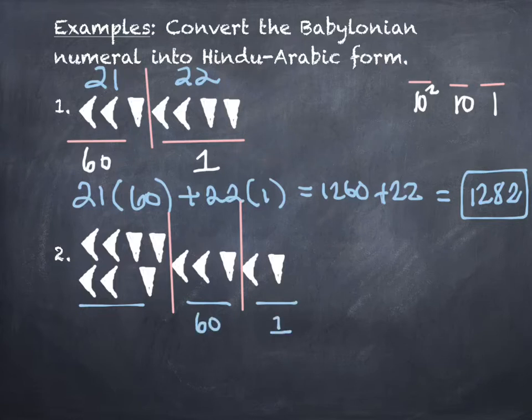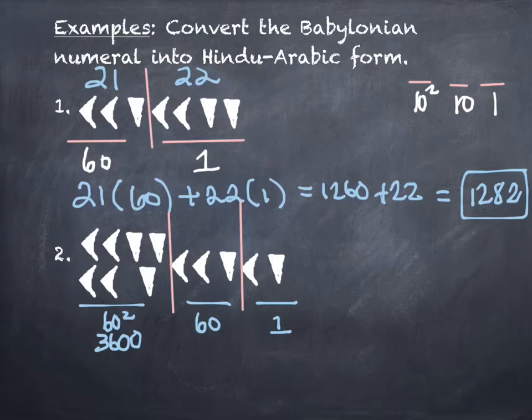So looking at these place values, I have the ones place, I have the 60s place, and then what happens? 60 squared. And what is 60 squared? What do you have? 3,600. That one's correct, yeah. 60 times 60 will be 3,600. It's all good?